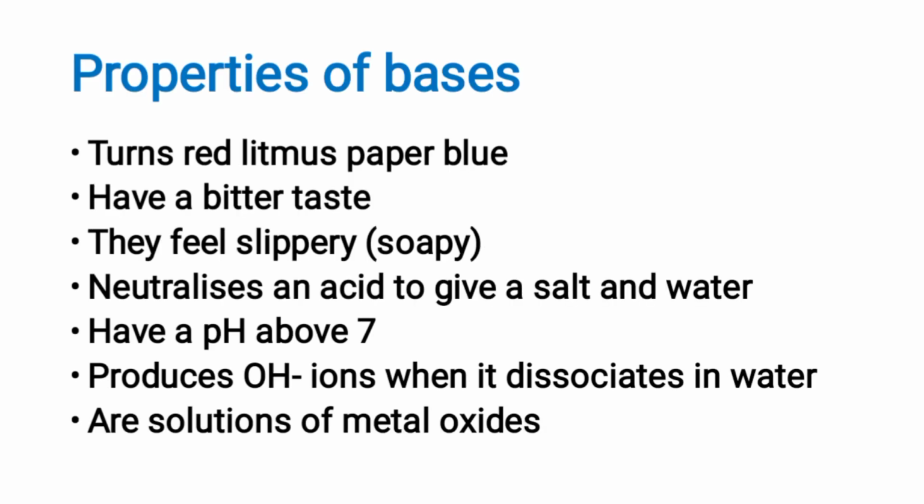Properties of a base. They turn red litmus paper blue. They have a bitter taste. They feel slippery in your hands. They also neutralize an acid to give salt and water. They do have a pH above 7. They produce OH minus ions when they dissociate in water, and they are also solutions of metal oxides. So in basic terms, if you check the properties of a base against the properties of an acid, you might see that they are more of opposites.